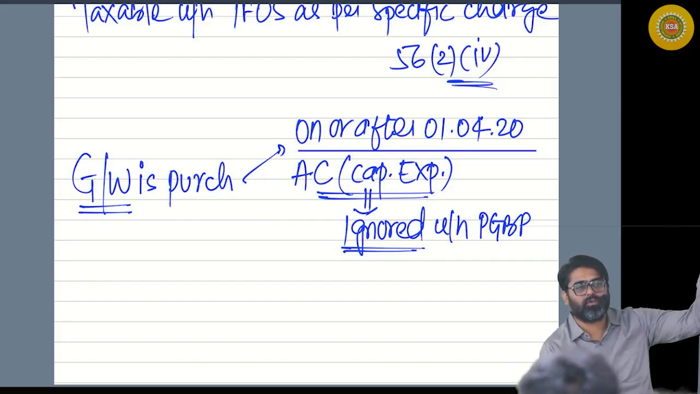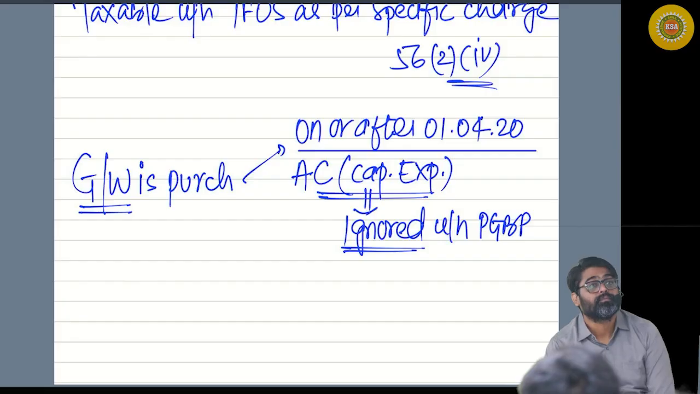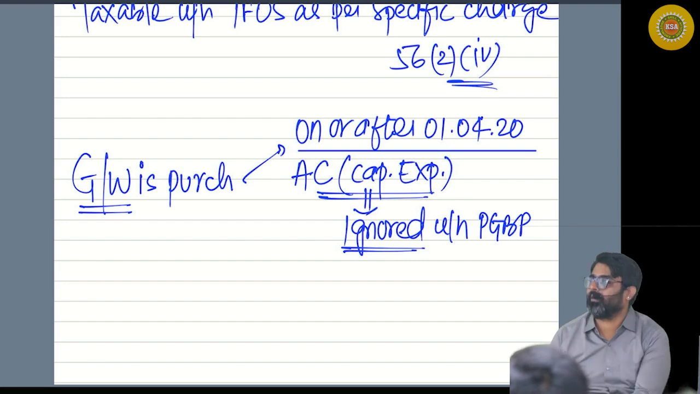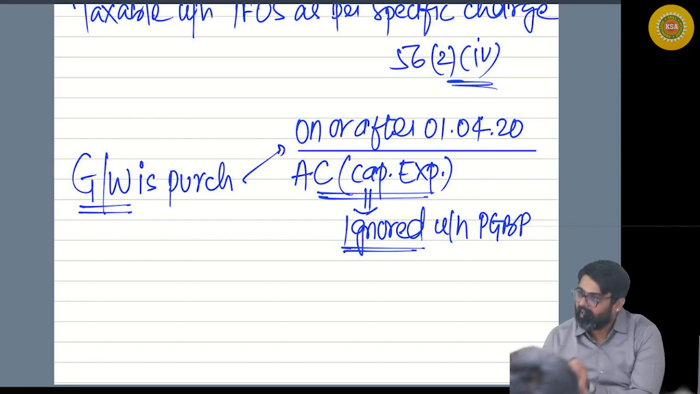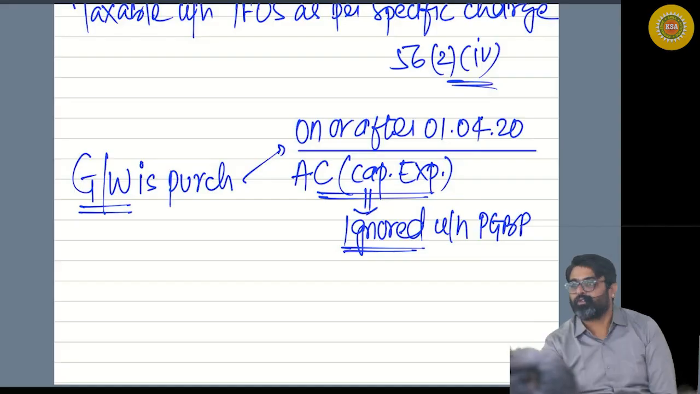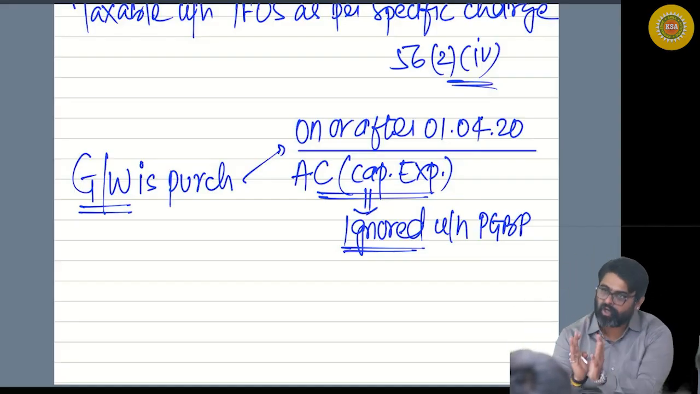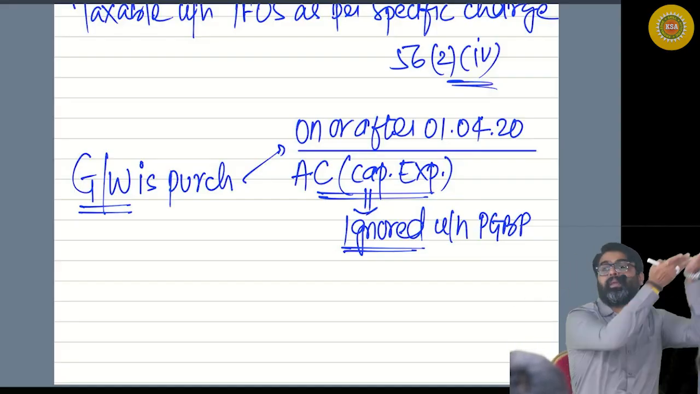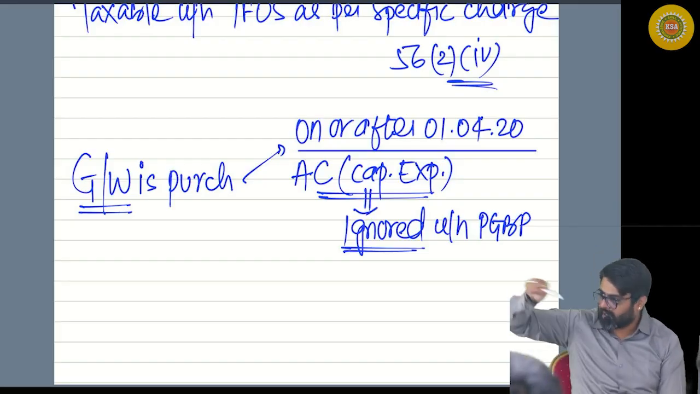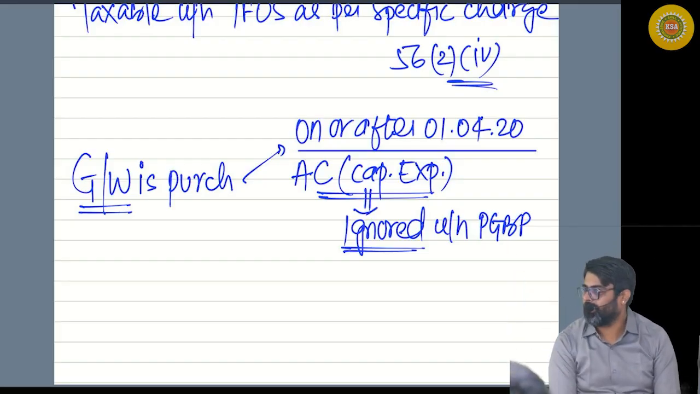Whenever you sell this goodwill in the future, goodwill is your capital asset. Goodwill is any asset used in the business, whether tangible or intangible. All assets are capital assets only. But since those assets are used in the business, their cost is allowed under the head PGBP out of your business income. Hence, those assets are not considered separately under capital gains.